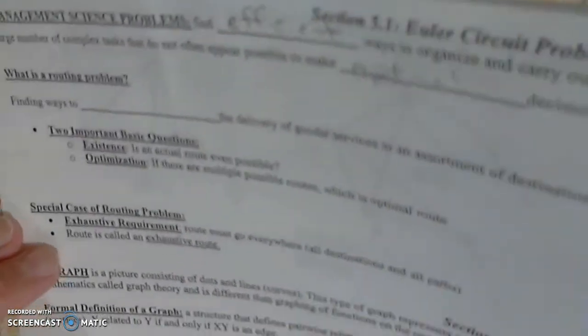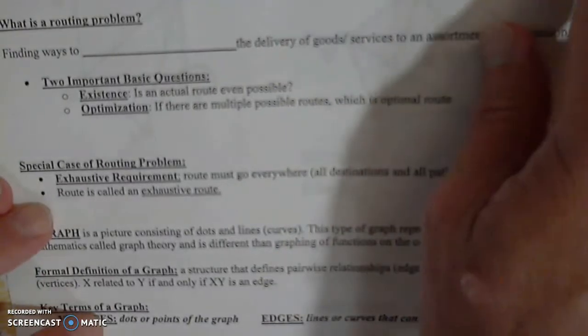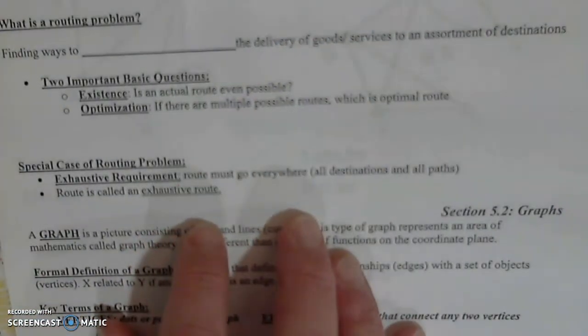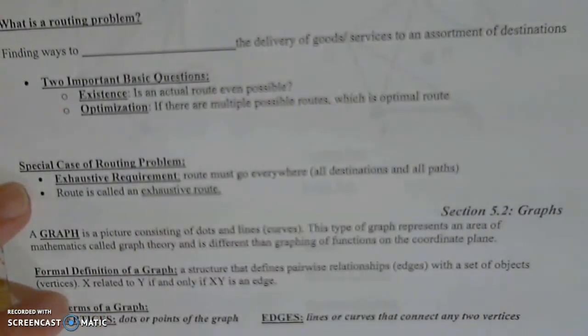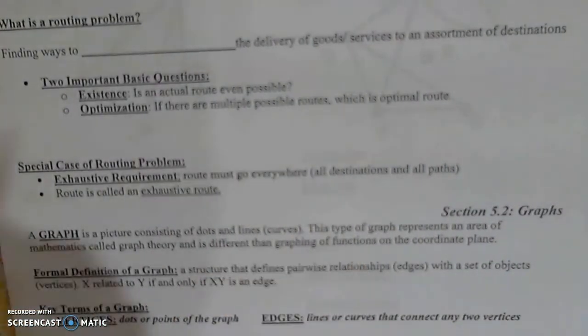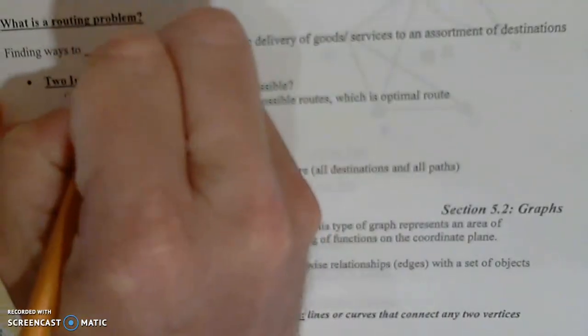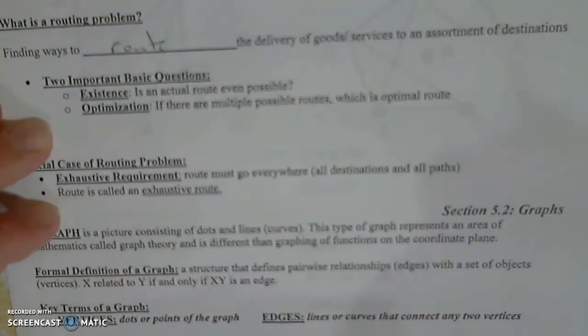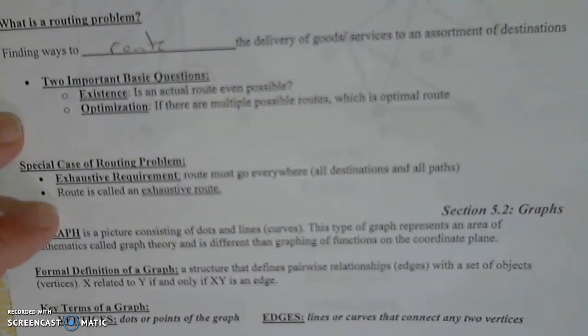And we're going to talk a lot in this one about routing problems. What is a routing problem? A routing problem is finding ways to route the delivery of goods and services to an assortment of destinations.